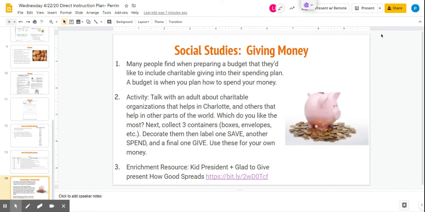So the activity I want you to do is talk with an adult about charitable organizations that help in Charlotte and others that help in other parts of the world. Which do you like most?